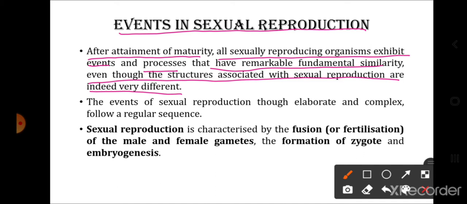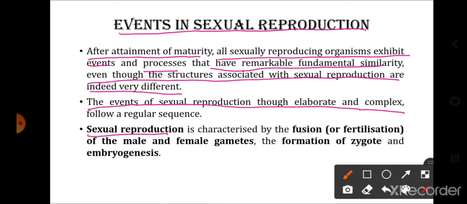Now, the processes through which the organisms reproduce through sexual reproduction are similar in all the organisms, though the structures which are involved are different. So, the process is the same for all the organisms, but to carry out that process, the structures involved will be different in different kinds of organisms. The events of sexual reproduction, though elaborate and complex, follow a regular sequence. Now, the process of sexual reproduction is very complex, but it follows a particular pattern.